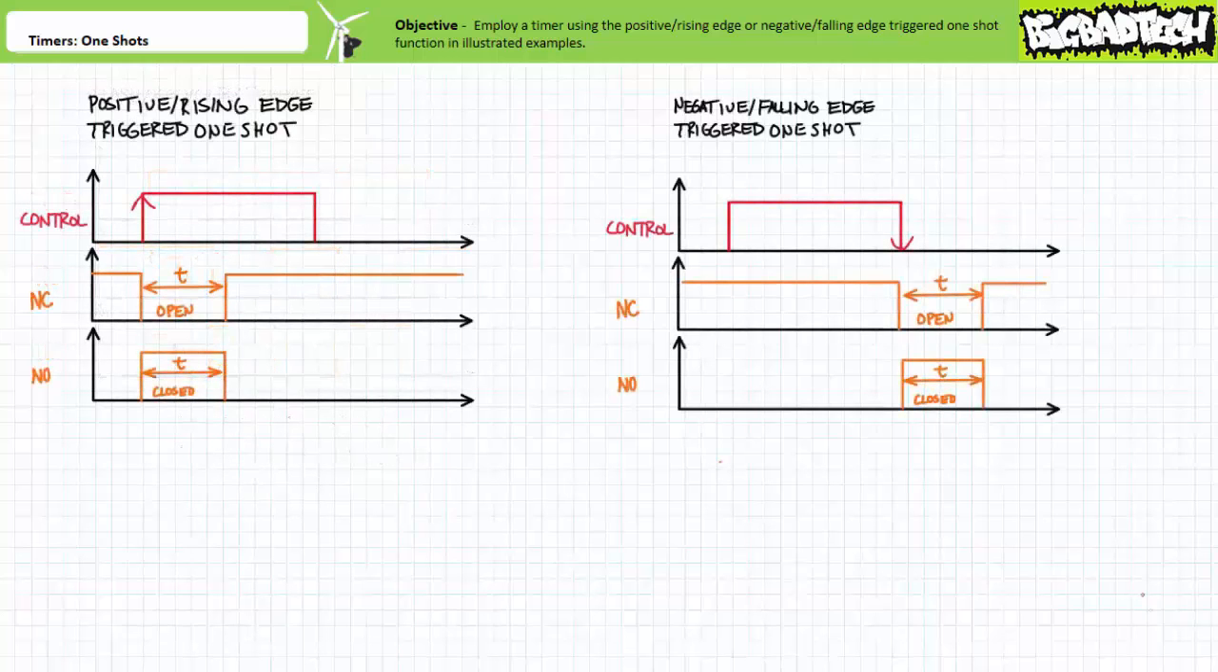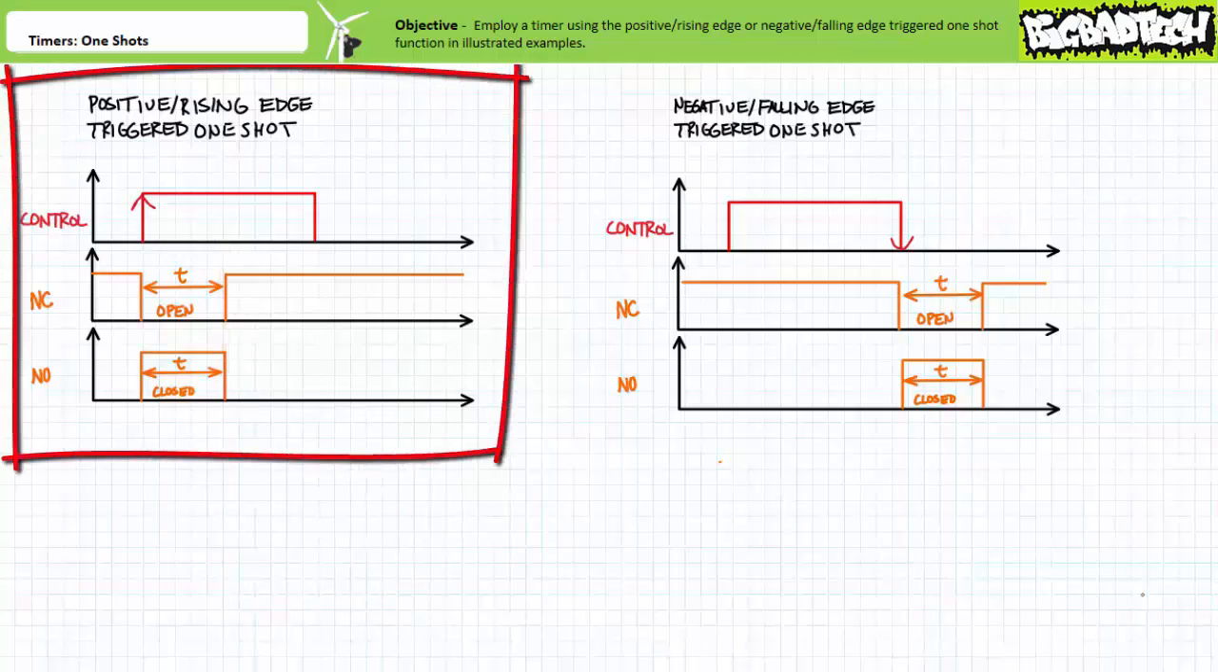Compare this behavior to a timer executing the OneShot function. A timing diagram of a timer executing the OneShot function would look like this. For a positive or rising edge triggered OneShot, when the controlling input is energized at this instant here, the associated contacts only temporarily assume the opposite activated state for a period T, and then revert to their deactivated state, despite the controlling input still being energized.